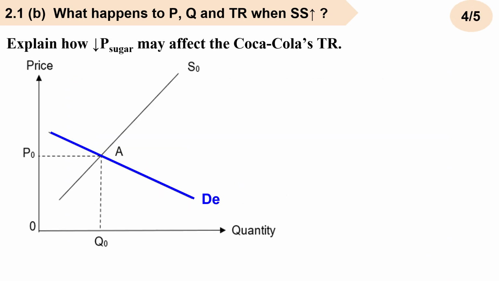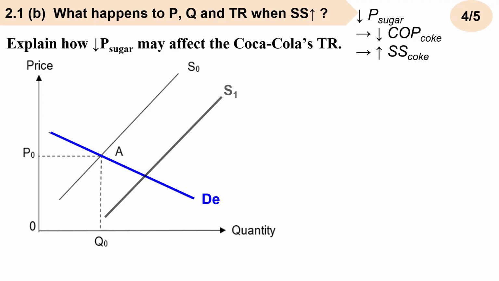I think this diagram is not drawn for you, so we need to draw it together. So you follow me closely, I go slower. First, decrease in price of sugar, right? It means there will be a decrease in cost of production of Coke. So with the same amount of resources, more Coke can be produced. So there will be an increase in the supply of Coke. When there's an increase in supply of Coke, you see the supply curve shifts to the right from S0 to S1.